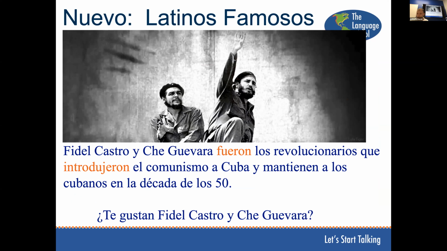Next, let's go with Kaylee. Fidel Castro y Che Guevara fueron los revolucionarios que introdujeron el comunismo a Cuba y mantienen a los cubanos en la década de los 50.